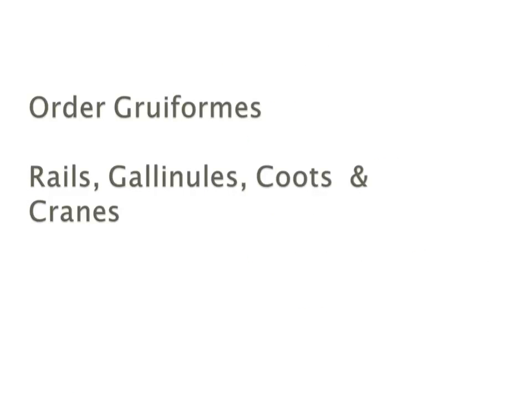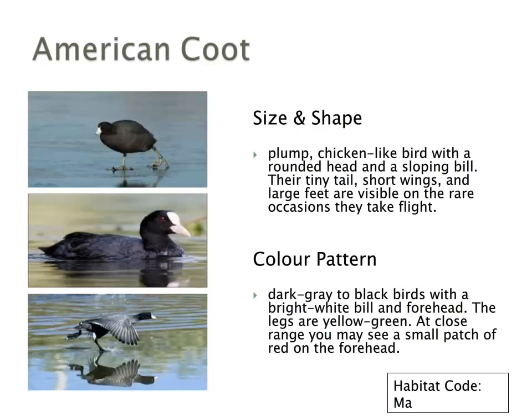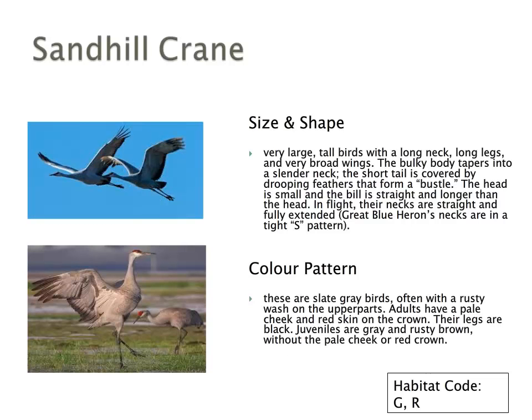The order Gruiformes, which contains all the rails, gallinules, coots, and cranes. In this course, we're only going to be speaking of two species, the American coot and the Sandhill crane. The American coot is a small, sort of plump-looking, chicken-like bird, with a very rounded head and sloping bill, and an extremely tiny tail, as you can see in the image at the top. Very large feet for their wading and for the other bits of their ecology that they're required. They're very dark gray, almost black, but with a very bright white bill, which is characteristic, and also a very bright white forehead.